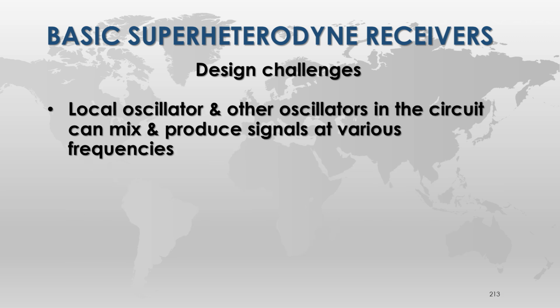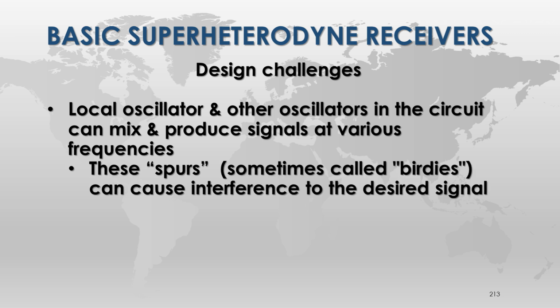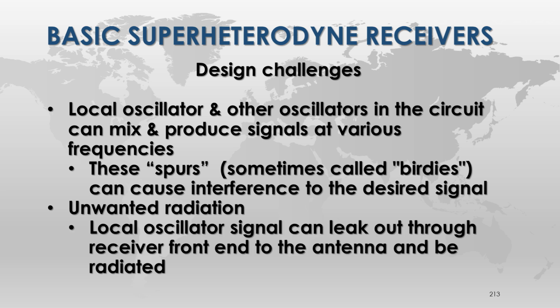The local oscillator and other oscillators in the circuit can mix and produce signals at various frequencies. These spurs are sometimes called birdies, so it's not like in golf. And it can cause interference to the desired signal. Unwanted radiation is a design challenge. You don't want RF in the shack. You don't want any radiation that you don't want. The local oscillator signal can leak out through the receiver front end to the antenna and be radiated. Oops, we don't want to do that.